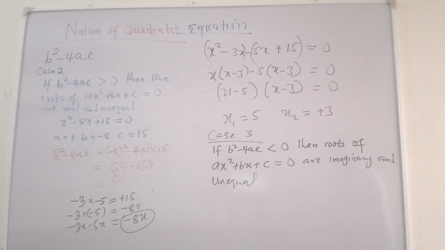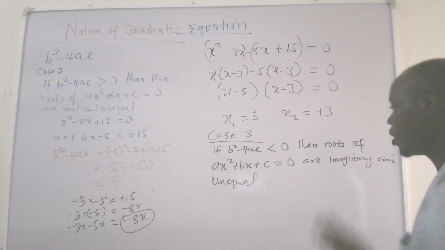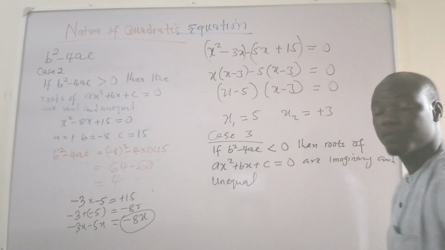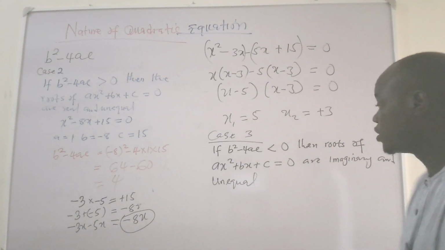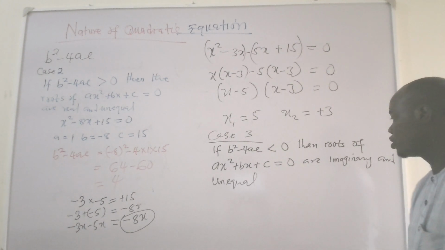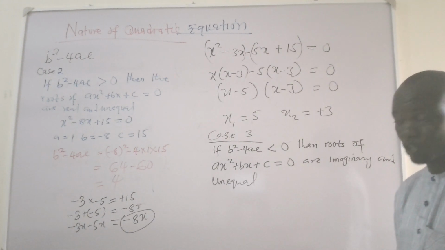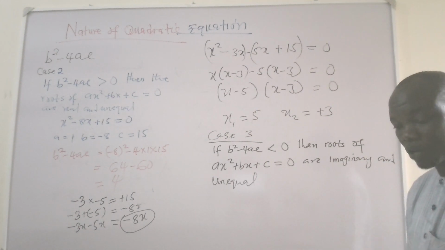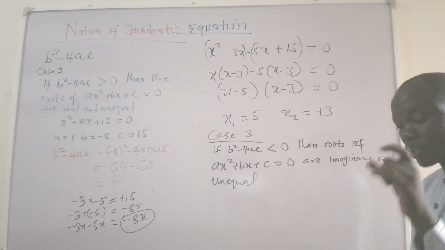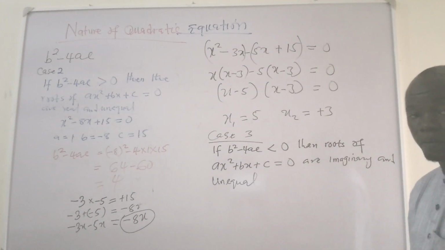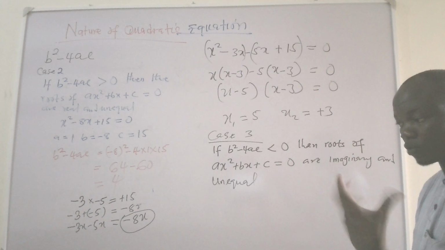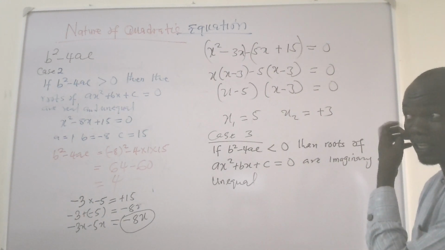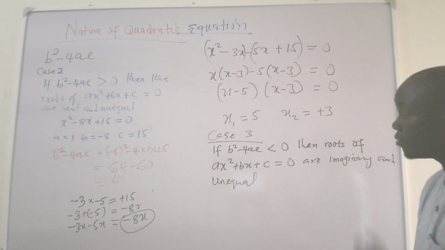So in case 3, if b squared minus 4ac is less than 0, then the roots of your quadratic equation, which is ax squared plus bx plus c equals 0, are imaginary and unequal. So that is why it is sometimes very advisable, if you are given a question, to first use the discriminant and check if you can apply the factorization method or the formula method.